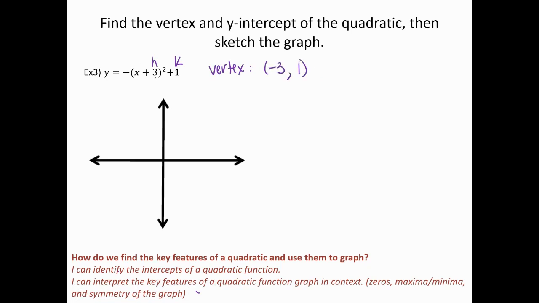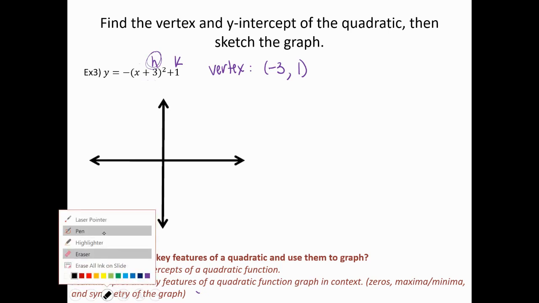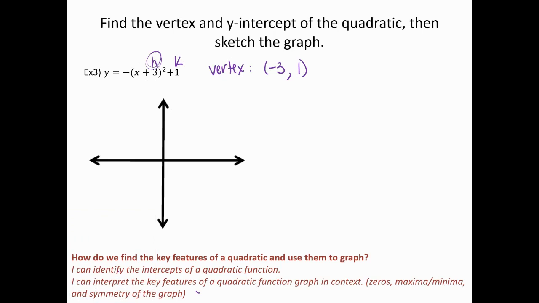Reminder, that's because h does the opposite. So even though it says plus, the h value is actually the opposite. It's going to be a minus. That's a little bit weird. Remember, we talked about h doing the opposite of what it appears. All right, so our vertex is at -3, 1.